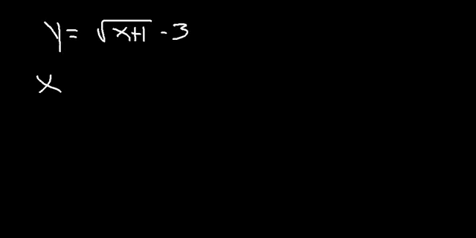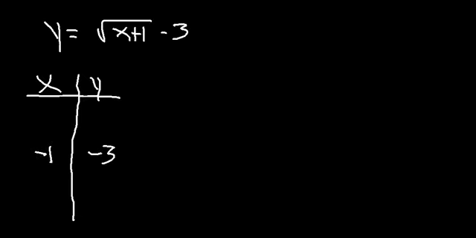So let's say you have y is equal to the square root of x plus 1 minus 3, and you want to make a table. The first point you want to plug in is negative 1, and it's going to be negative 3, because that's the shift. It shifts 1 to the left and down 3. Now from that point, you want to go 1 to the right. So let's plug in 0. If you plug in 0 for x, the square root of 1 is 1, and 1 minus 3 is negative 2.